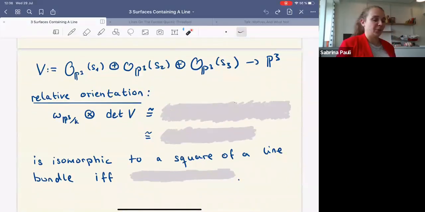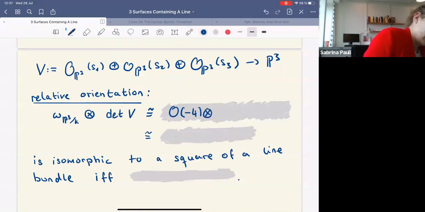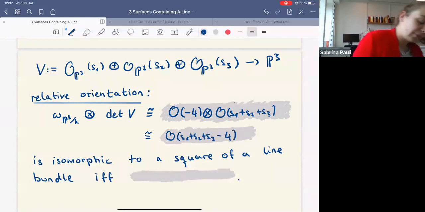But now I want this bundle to be relatively oriented, so I can compute the Euler number of it. So let's do this. So we want that this here is the square of a line bundle. So let's compute this. So omega P3 is O of -4. And the determinant of our vector bundle, well, this is O of S1 plus S2 plus S3. So this is O of S1 plus S2 plus S3 minus 4. And we want this to be a square, so we want this in here to be even. So this is relatively orientable, or a square of a line bundle, if and only if S1 plus S2 plus S3 is even.